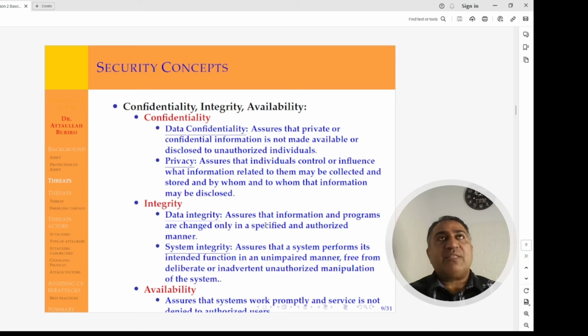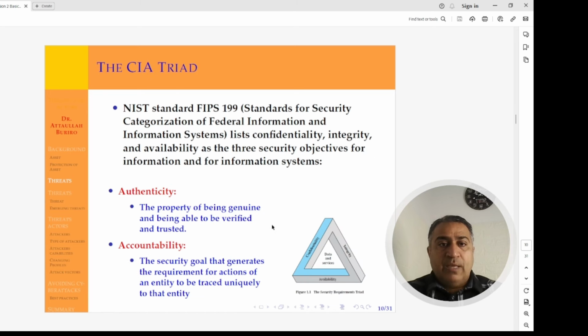And availability means the system, the network, the machine that is at your service, should never deny the service to its authorized users. It should always remain available to its authorized users. So this is called availability. This CIA, confidentiality, integrity, and availability, is also called the CIA triad. And it's extremely important to understand cybersecurity from this perspective.